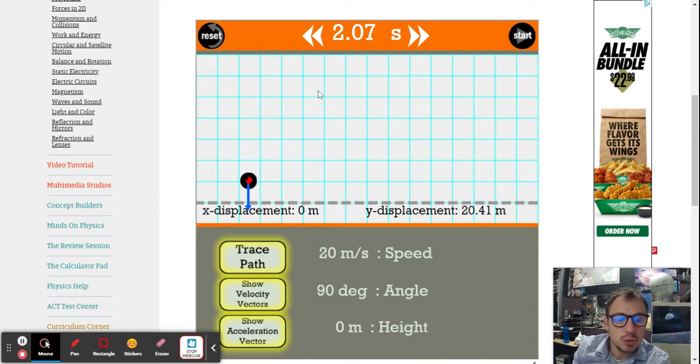And notice that it takes 2.07 seconds to get to the peak. Because on one side, it's going back down there. It's going back down on the other side. So that's the highest y displacement that we have, right?